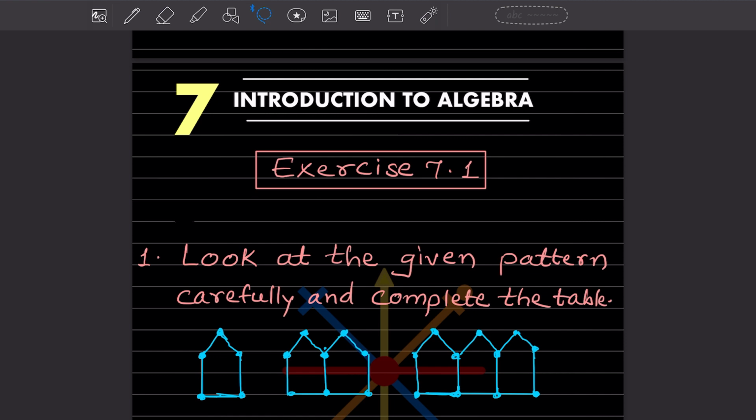So this is the second part of the chapter, that is the next chapter. What we have done, the glossary we have done before. And this is the exercise part, that is the introduction to algebra.